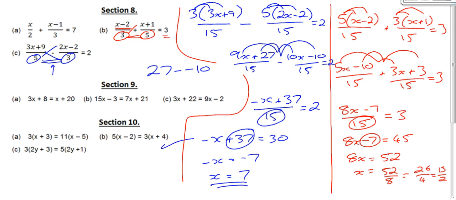What else we could have done at this point here, if we wanted to make the x positive, is we change the sign of everything. So it's going to be x minus 37 equals minus 30. And then to get rid of the minus 37, we add 37. So you're going to have x equals minus 30 plus 37, which is 7. Okay, so let's clear the screen.